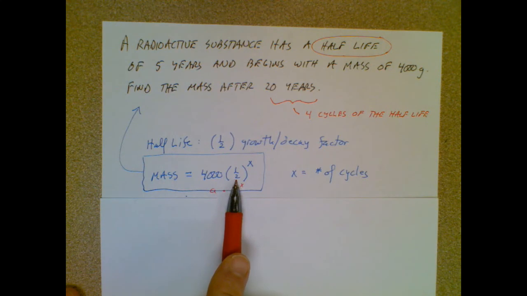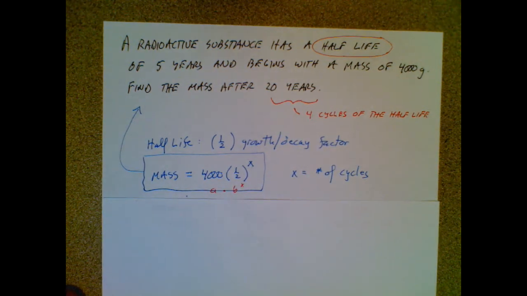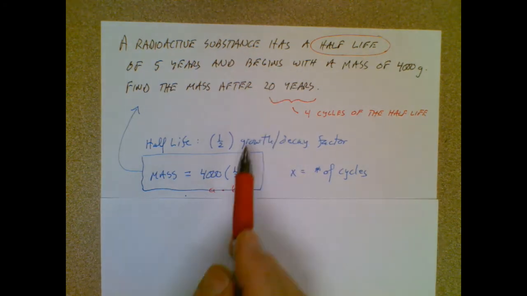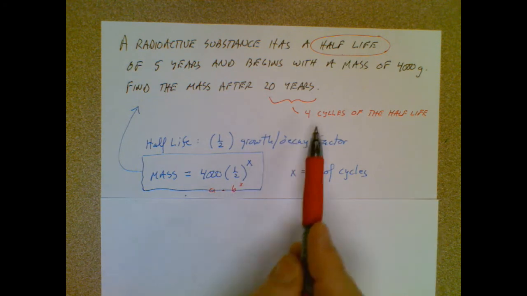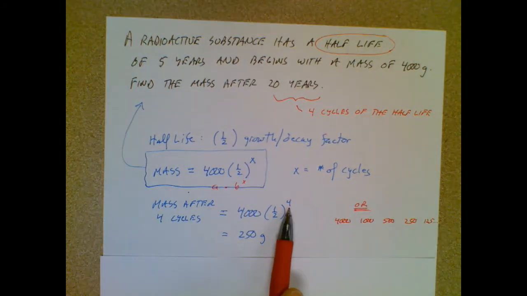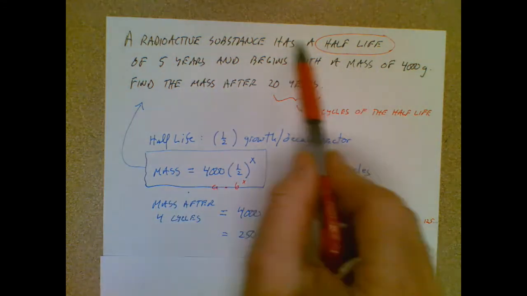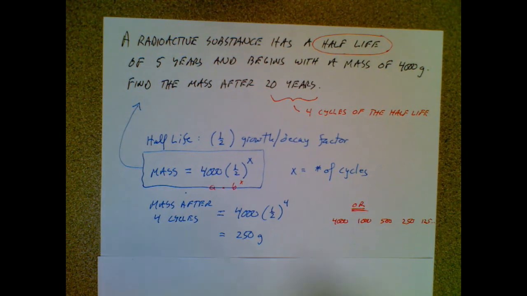My half-life, anytime something has a half-life, it always goes to half of its previous amount. So my factor is 1/2 raised to the x. Now be careful here because the x is the number of cycles of your half-life. So I can't really plug in a 20 for 20 years. I've gone through 4 cycles of my half-life, so I'm going to plug in a 4 and get 250 grams. This is how I would solve this problem via equation. This one's easy enough that you could just literally write it out.